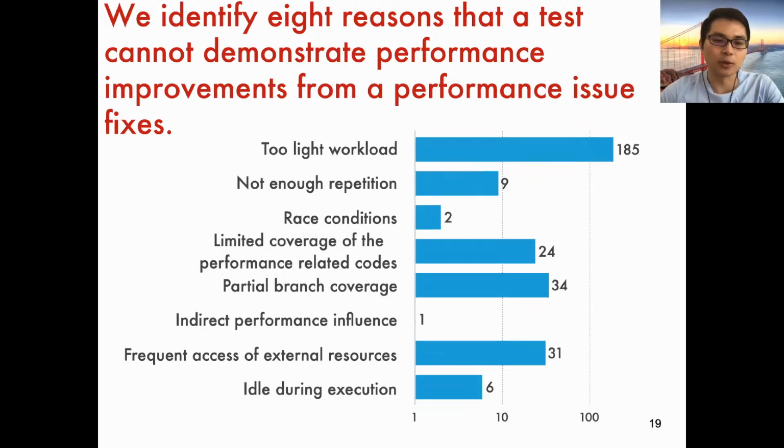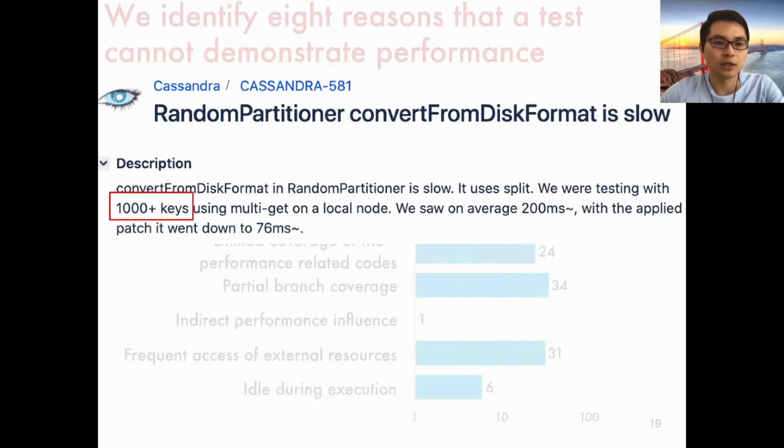The most important one is too light workload. We know that functional tests don't have such a heavy workload to trigger the performance issues, and thus we cannot demonstrate the performance improvements. Here is an example of the too light workload. From this issue report, we know that this performance issue can only be triggered when there are more than 1,000 keys. But in these functional tests, we don't have so many keys, so we cannot demonstrate performance improvements.